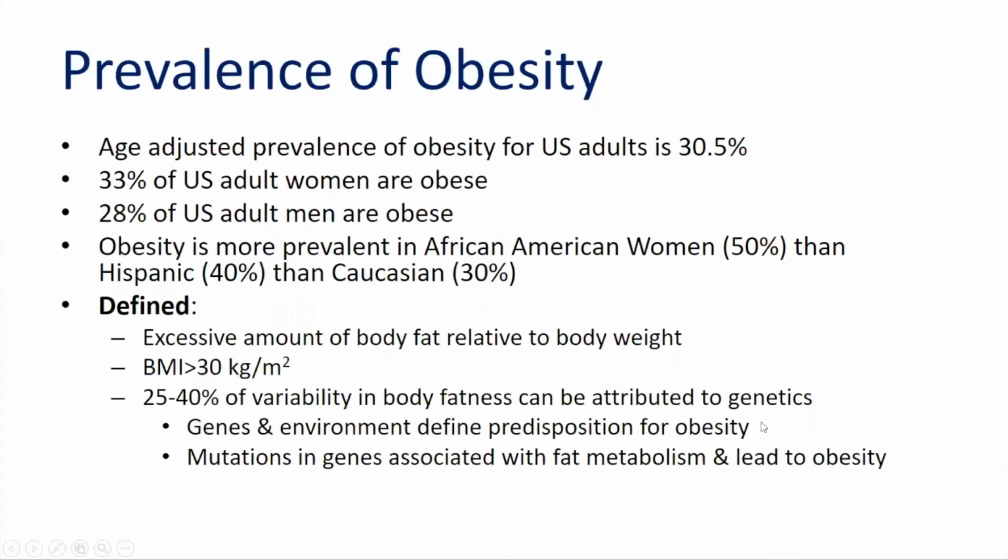So the data that I just showed you was based upon BMI, or body mass index. And using this data, we know that 33% of US adult women are obese and 28% of US adult men are obese. Obesity is more prevalent in African American women than Hispanic and Caucasian women. So 25 to 40% of the variability in body fatness is attributed to genetics. This still leaves a great deal, 75%, that is going to be determined by the environment.